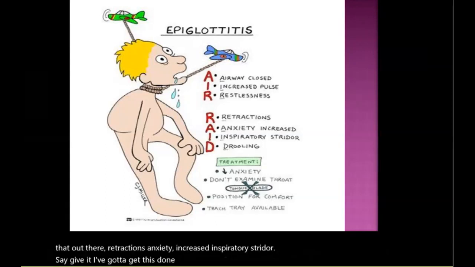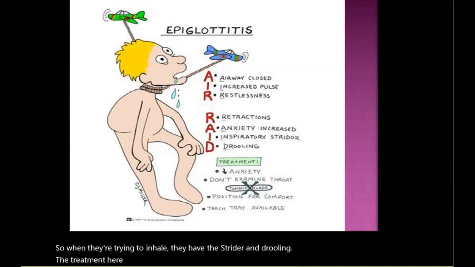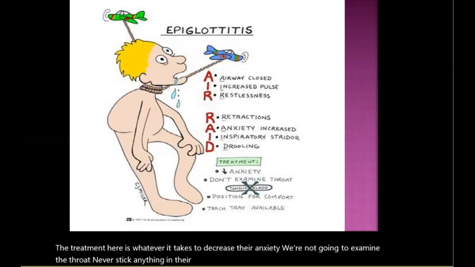Inspiratory stridor. So when they are trying to inhale, they have the stridor and drooling. So the treatment here is whatever it takes to decrease their anxiety. We are not going to examine the throat, never stick anything in their mouth, and position them for comfort, which is the exact same treatment we did for a kid with croup or with croup-like symptoms at the beginning.